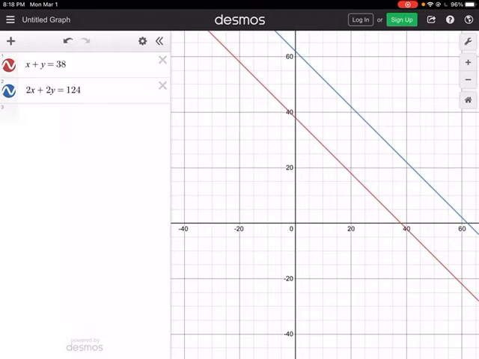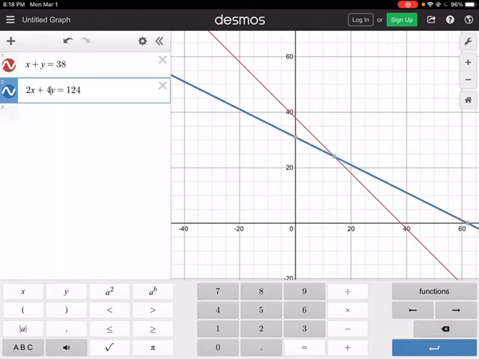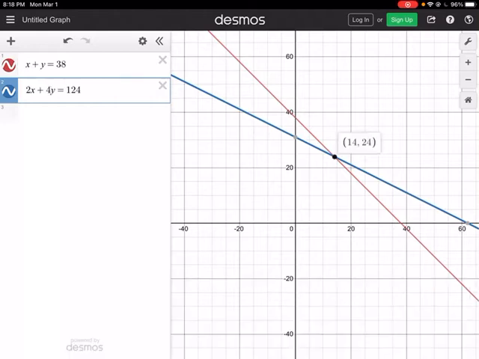Ooh, I think I did something wrong. I have 2x plus 2y equals 124, and remember that a cow has 4 legs, unless you are having a really weird farm. Okay, so the point of intersection where both equations are true is (14, 24). This is the only place where you can have 38 animals and have 124 legs where there's chickens and cows. So we're going to take this (14, 24) and put it back in our problem.